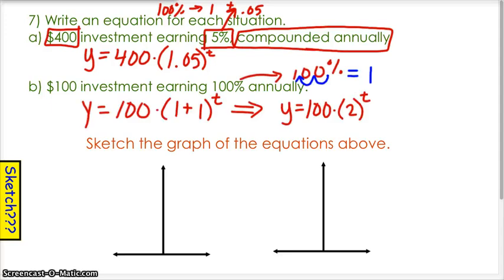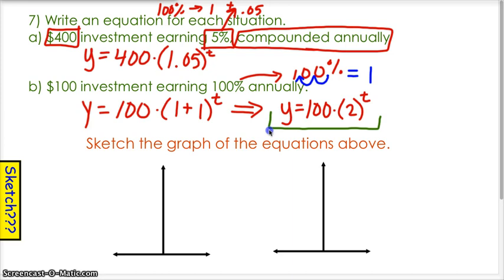For the second example, we have $100 invested, so that becomes our A term, and it's earning 100% annually. If we change 100% to a decimal, we get 1. Think about that. If your investment is earning 100% annually, then it's really doubling. So when I take the 100% of my earnings and add 100% to it, I end up with 200% as my growth. So in my final equation, y equals 100 times 2 to the T power, it's really showing me that the amount is going to double every year.